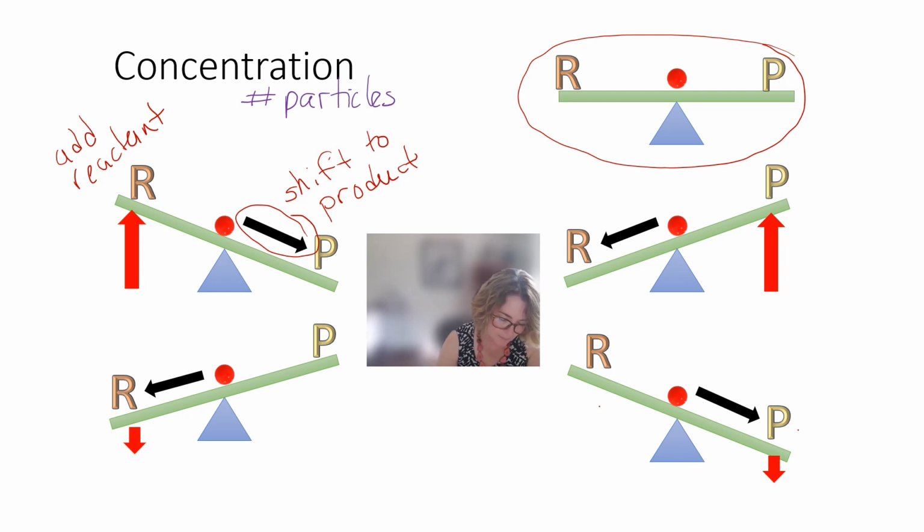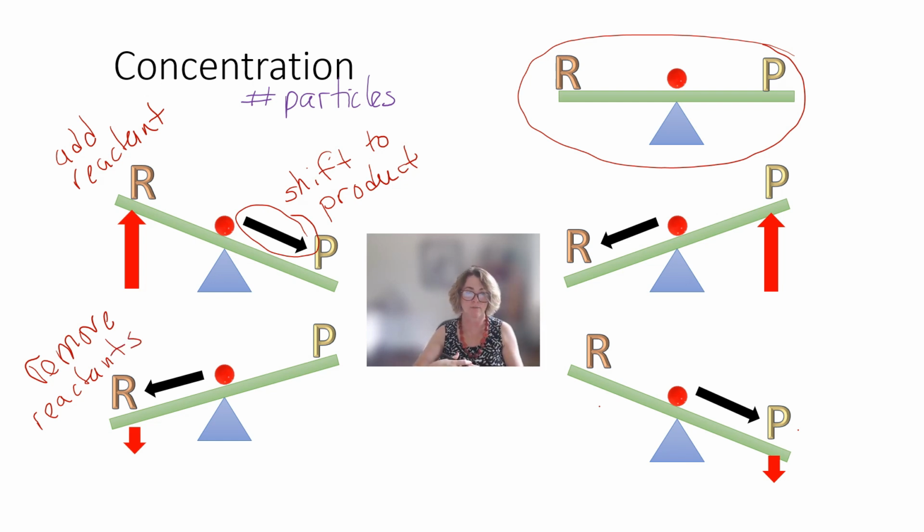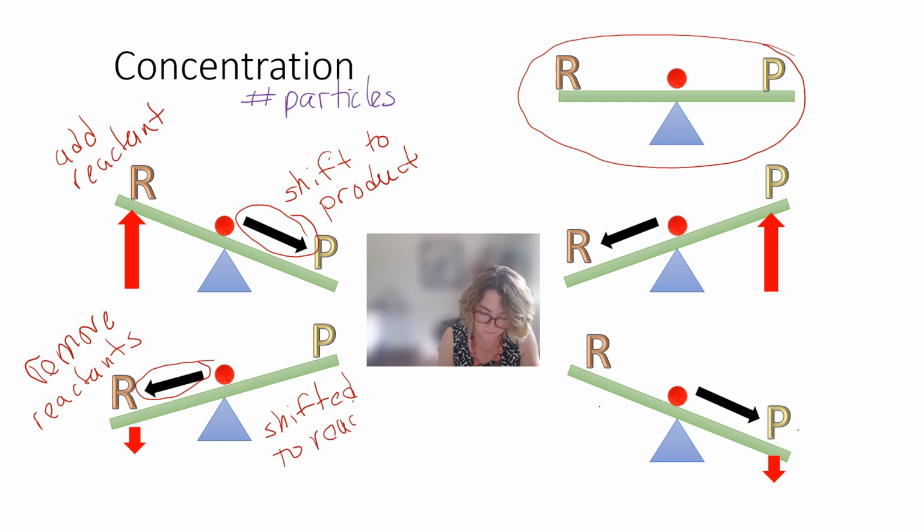Now let's talk about what happens when I remove reactants. I cause that teeter-totter to shift, right? But I cause it to shift down. And so now that ball is going to roll towards the reactants. And so I have shifted my equilibrium to the reactants. And so literally what I am doing is I am causing that product to react with itself to lift the reactants back up so that I am back to equilibrium. So I'm back to that flat teeter-totter.